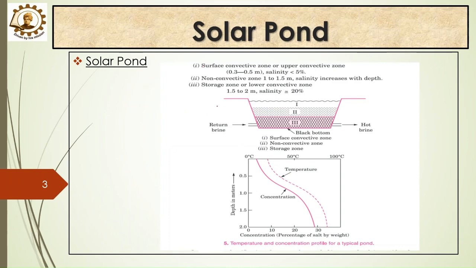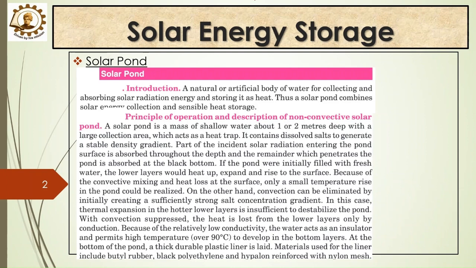So, this solar pond actually consists of three zones: Zone 1, Zone 2, and Zone 3. Zone 1 is known as the surface convective zone or the upper convective zone, that is 0.3 to 0.5 meter in depth, and the salinity is less than 5%. Zone 2 is known as the non-convective zone, that is 1 to 1.5 meter in depth, and the salinity increases with depth. Zone 3 is known as the storage zone or the lower convective zone, that is 1.5 to 2 meter, and the salinity is about 20%.